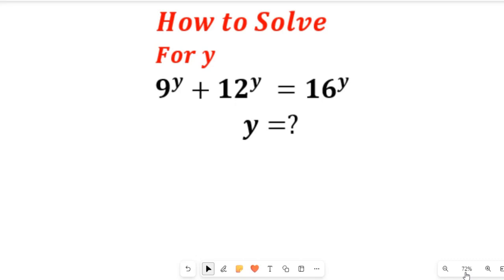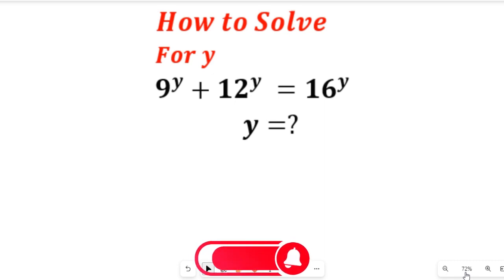In this video, you will learn how to solve this nice exponential equation. We have to find the value of y. Now, to find the value of y, what do you think we are going to do? This is a tactical exponential equation, and then we're going to see how we are going to solve this. Remember, this exponential equation is going to lead us to a quadratic equation.